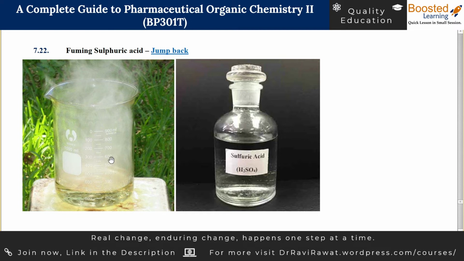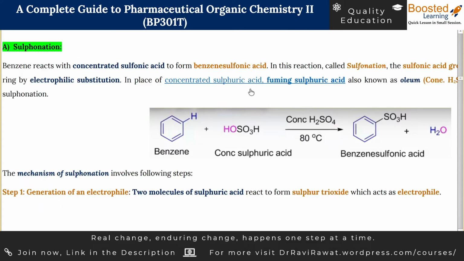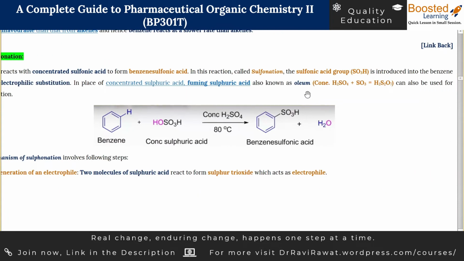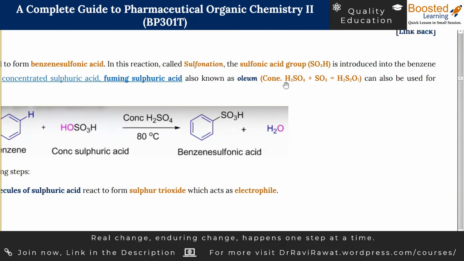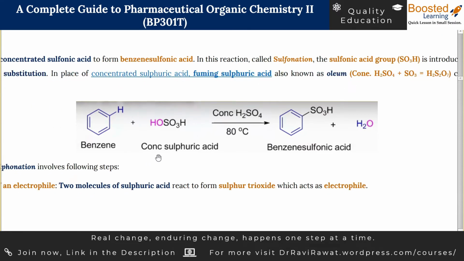Fuming sulfuric acid is H2SO4 dissolved with a gas with the name SO3. Sulfur trioxide when dissolved in sulfuric acid, this solution is called fuming sulfuric acid. The correct name for fuming sulfuric acid is oleum. So you can see that concentrated sulfuric acid when mixed with sulfur trioxide becomes this, and this is nothing but your oleum, or you can also call it fuming sulfuric acid. So it's your choice. You can use concentrated sulfuric acid or you can use oleum to do this reaction.